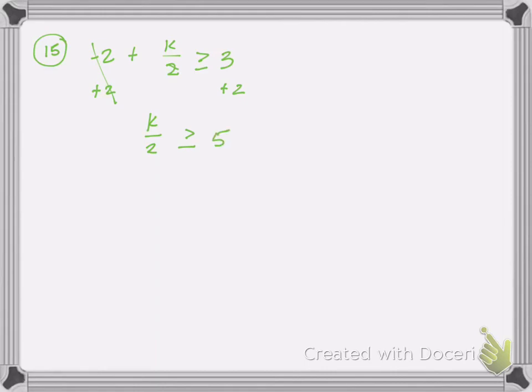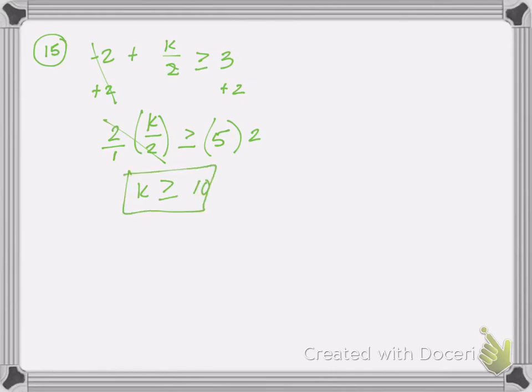And if I have 2 on the bottom, or on the denominator, I want to get rid of that, so I'm going to multiply by its reciprocal. So if I multiply each side by 2, then that will cancel the 2 on the left. It's like saying multiplying by 2 over 1. The 2's will cancel, and I'm left with k is greater than or equal to 10.